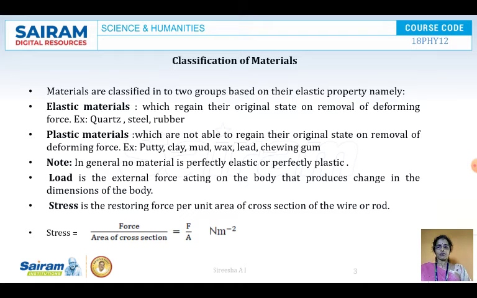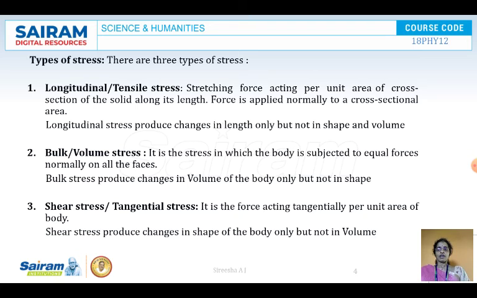Stress is nothing but force per unit area, that is Newton per meter square. Now we see the types of stresses. There are longitudinal stress, bulk stress, or the shear stress. We will see these three types of stresses. What is longitudinal or the tensile stress?